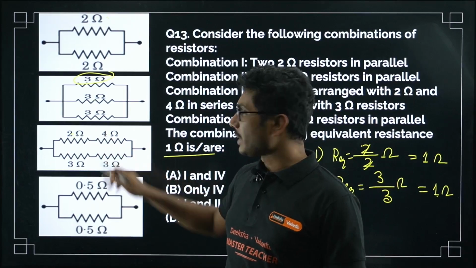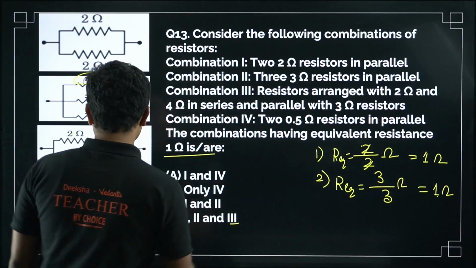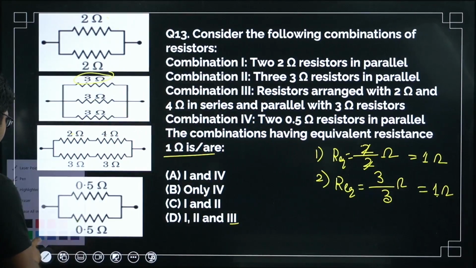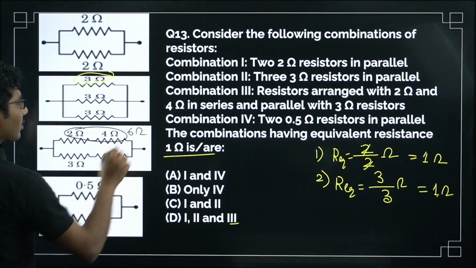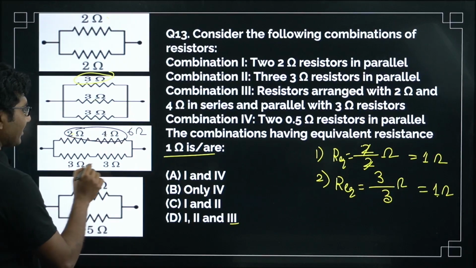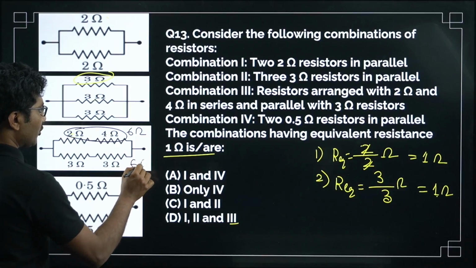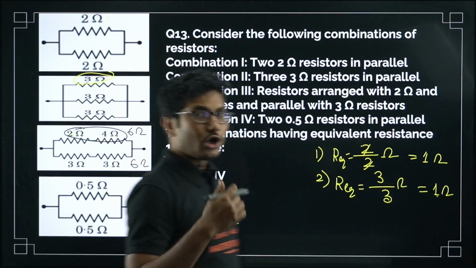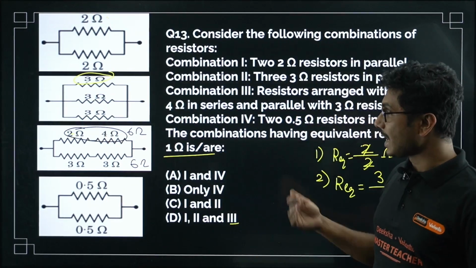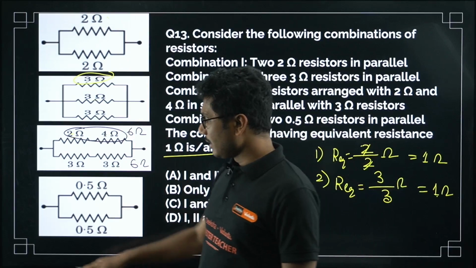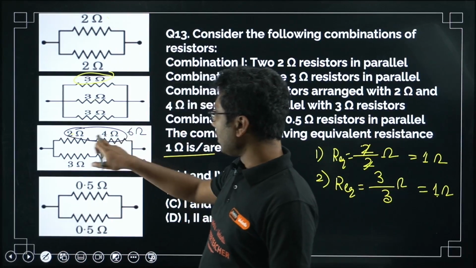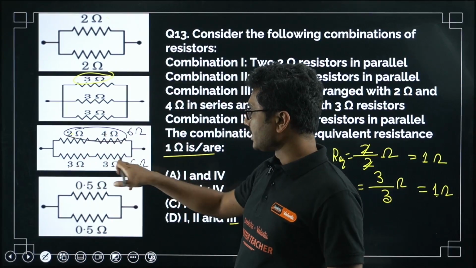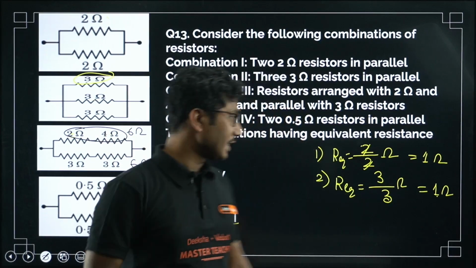2 ohm and 4 ohm connected in series means the total resistance is 6 ohm. Okay, now what is this? Again 3 ohm, another 3 ohm, so 6 ohm. So you can say in this case two 6 ohm resistances are connected in parallel. 2 plus 4 is 6, 3 plus 3 is 6. So two 6 ohm resistances are connected in parallel.